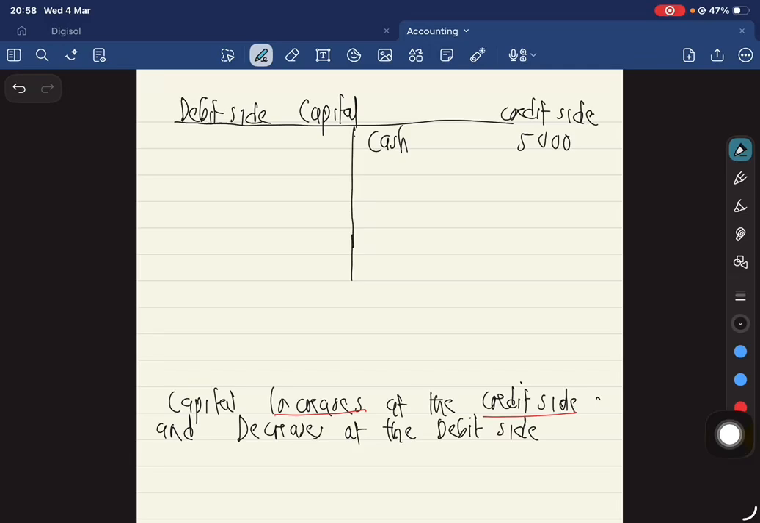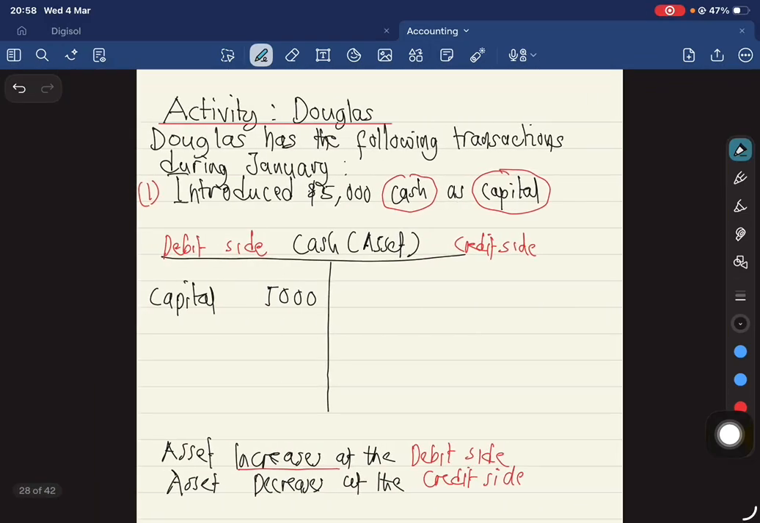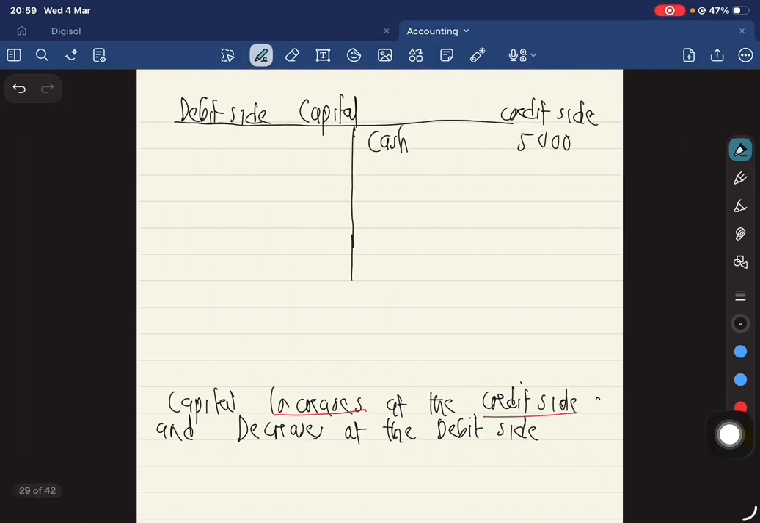So now we are done with question 1. We can see that with cash, which is an asset, we debited it, and capital, we credited it. So if you debit one account, it means you credit the other one.